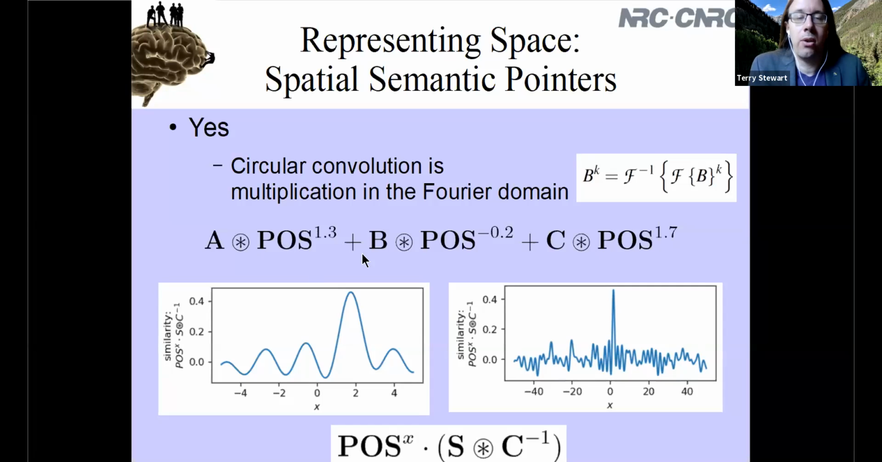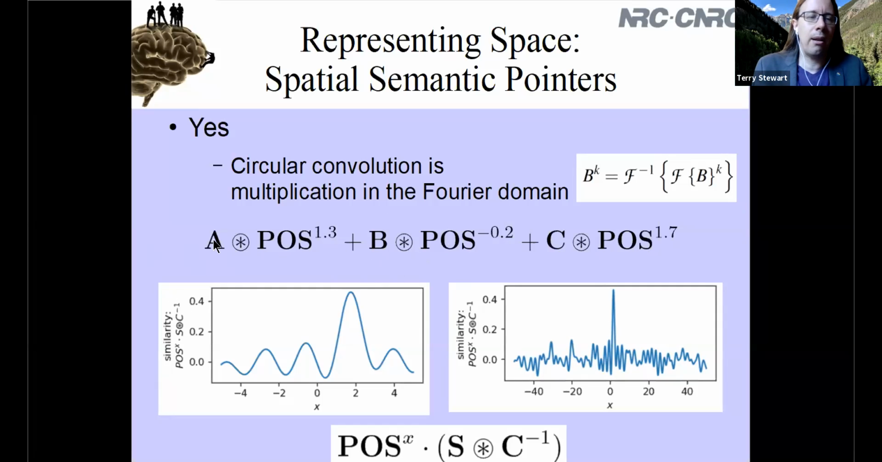Now I can make a vector that says there's an A in position 1.3, there's a B in position -0.2, and there's a C in position 1.7. There's slightly abusive notation going on here in that I'm using this exponent to mean circular convolution exponent, but that's what we're doing here.